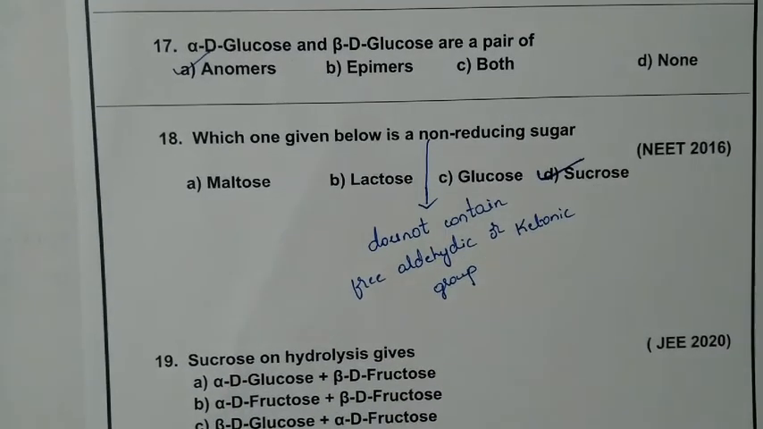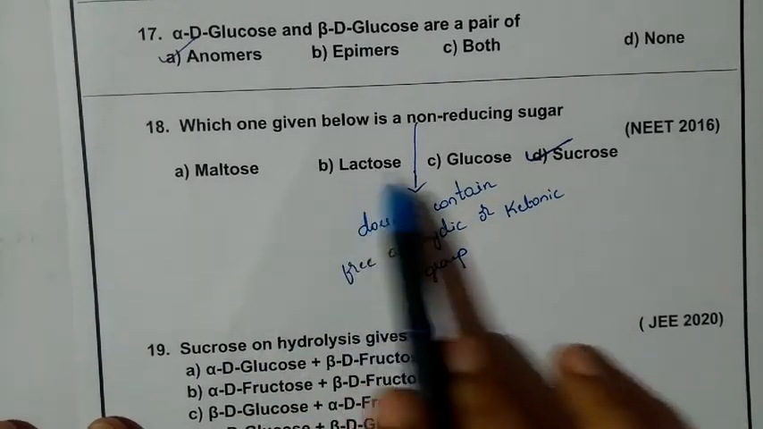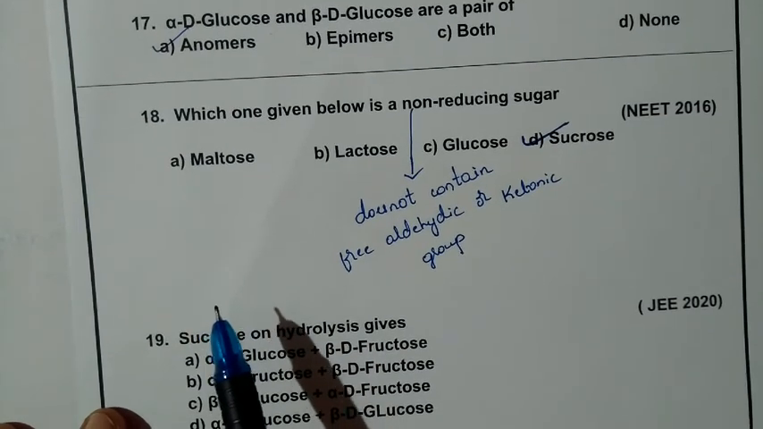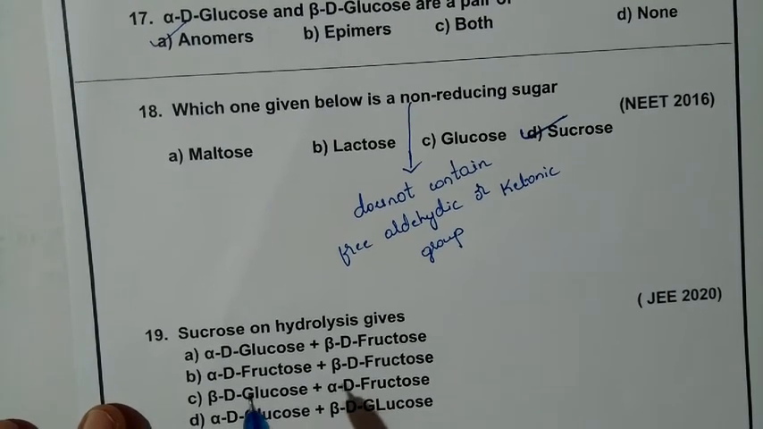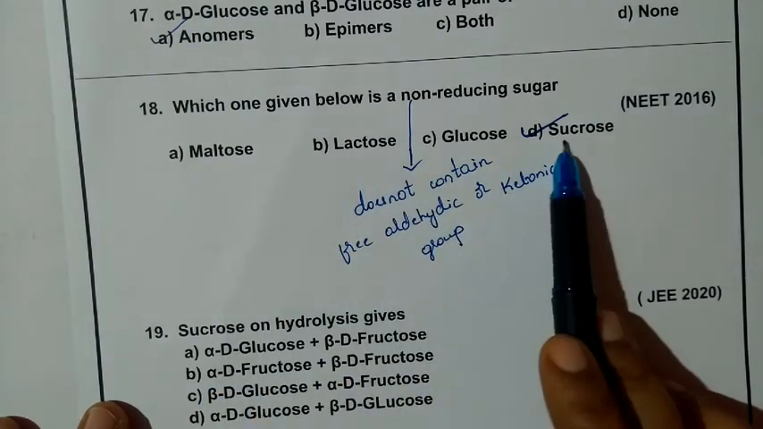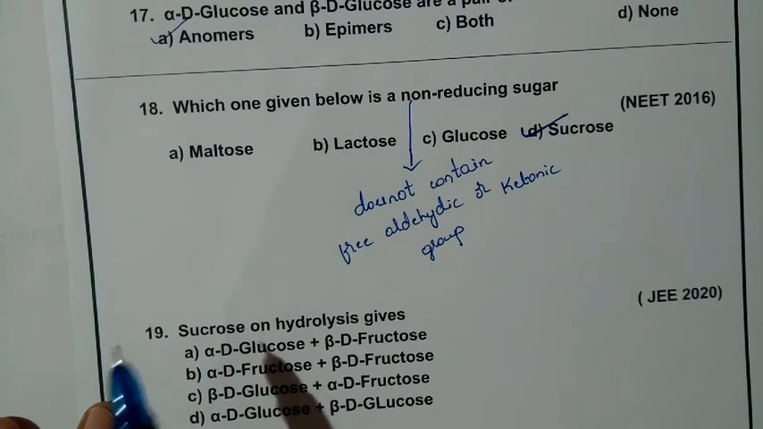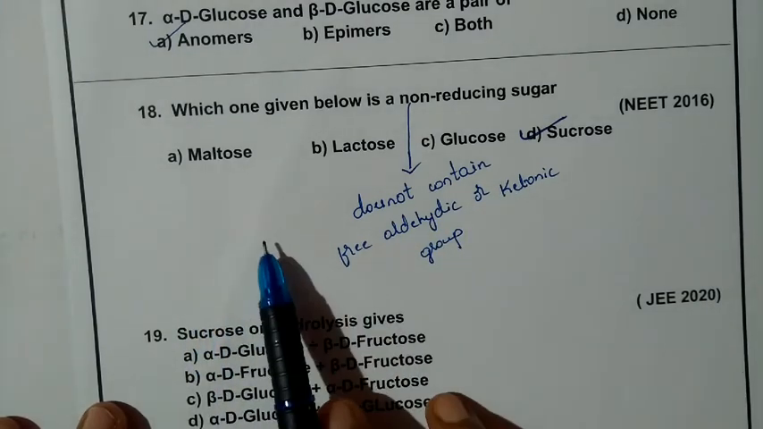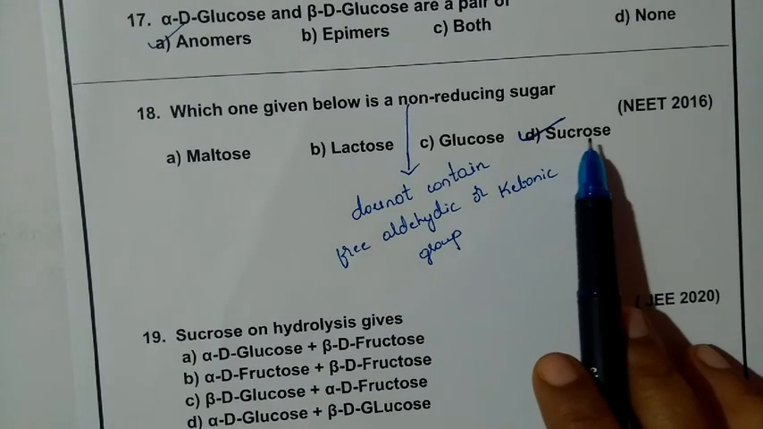The next one. Here the problem is that we have not come across maltose, lactose and sucrose in our theory part, because the portion has been reduced. The PU government, that is the Karnataka board, has deleted a few portions. Maltose, lactose and sucrose come under that. So only monosaccharides are there, and that's why we have studied only monosaccharides. The question was in NEET 2016, so that's why it has been included here.